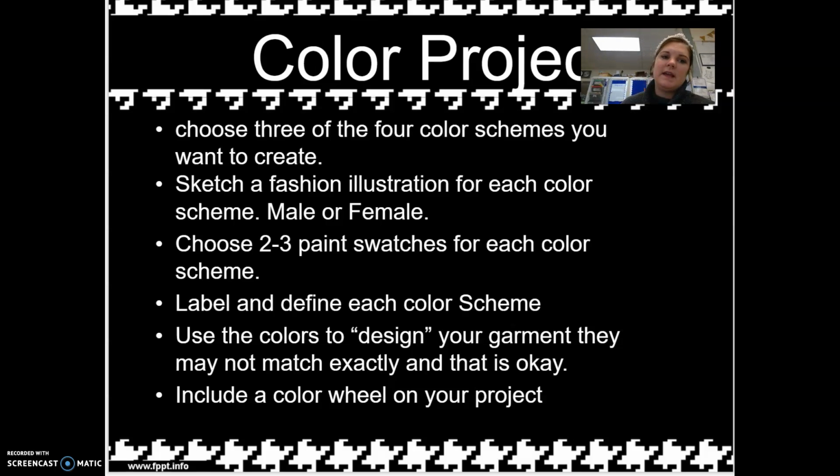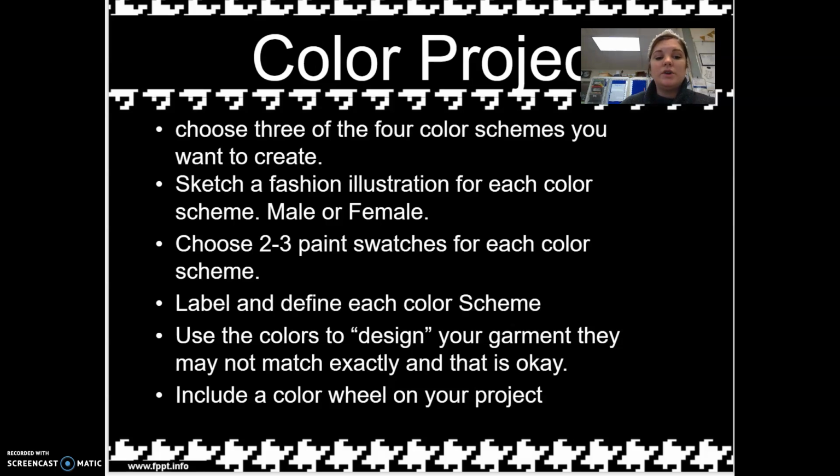So say I want to go with primary colors. I would then find color swatches of the primary colors. If for some reason you cannot find color swatches of those primary colors, you can always just get markers and color little pieces of paper in as well, if that's the color that you're wanting. You will label and define each of your color schemes that you put onto your poster. And then you will use the color to design your garment, which we already talked about. It does not have to match exactly, but it should be within the same hue or family. You will also include your color wheel on your project.